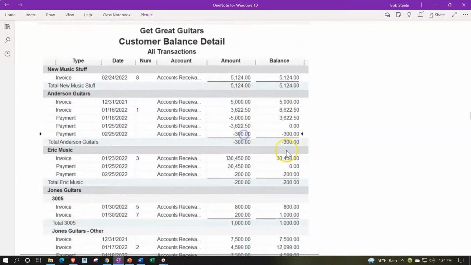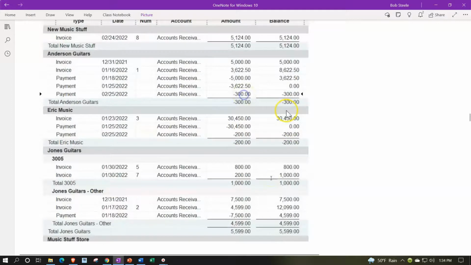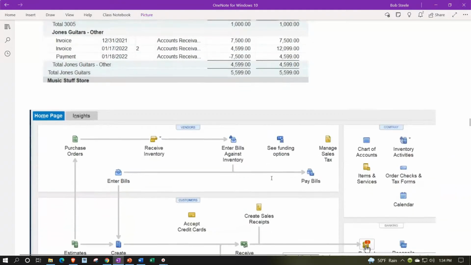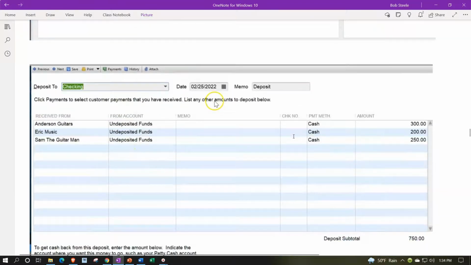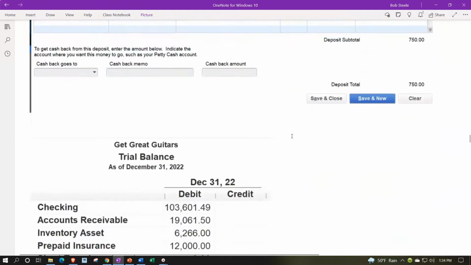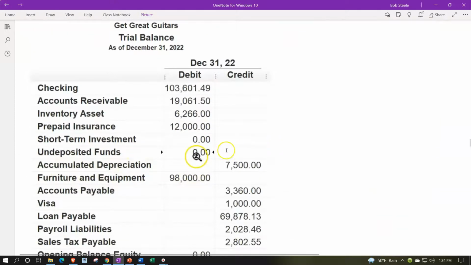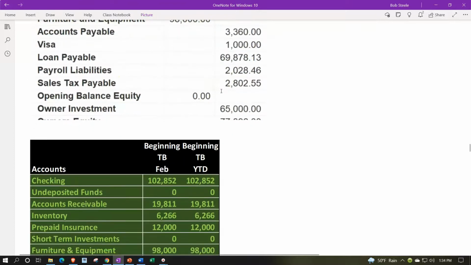So here's the other one. I think it was Eric Music. There's the 200 negative amount, which is funny looking on the subledger, but it does work logistically. And then if we go to the deposits, we make the deposits as we've seen in the past, taking it out of undeposited funds and putting it into the checking account. Undeposited funds going to 0, checking account then going up.